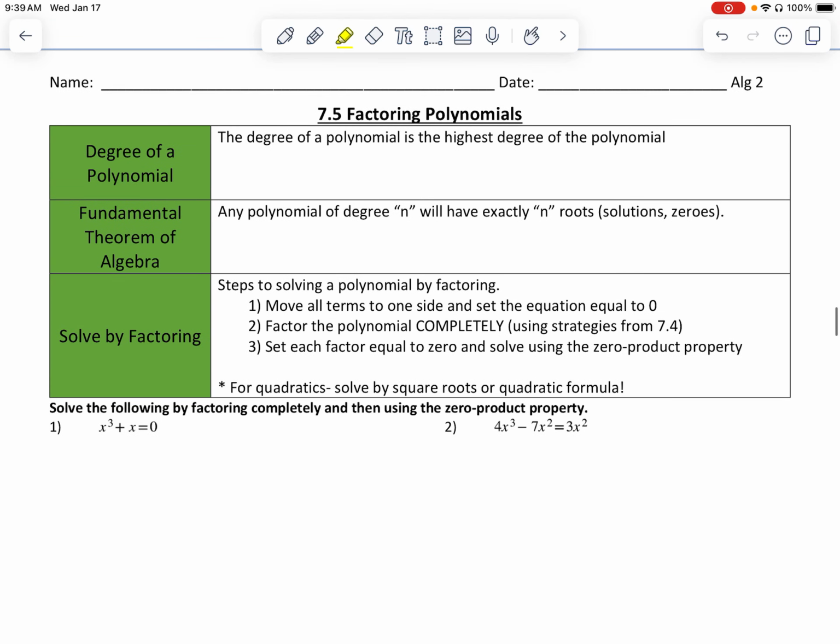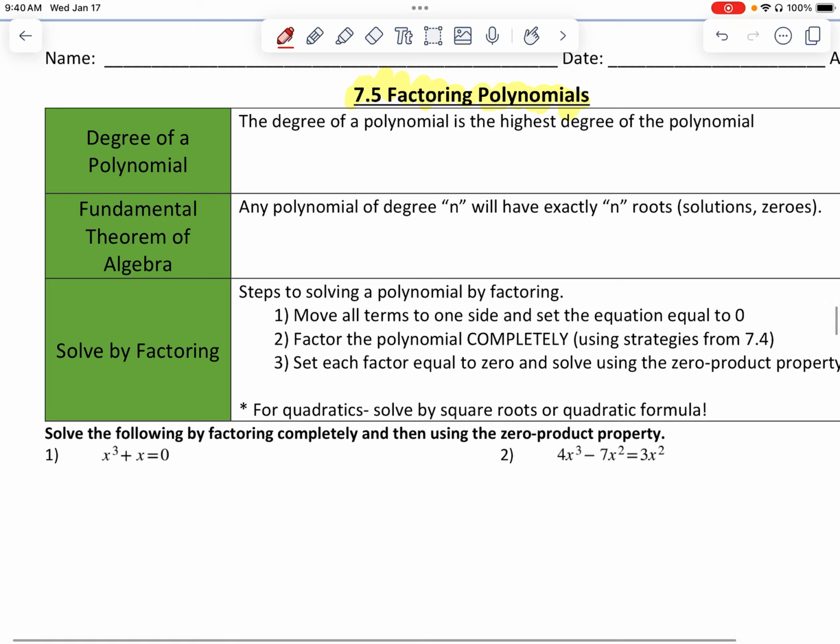All right, hello. Today we're going to be talking about 7.5, which is going back to factoring polynomials and solving polynomials using some of our factoring strategies. A couple of quick definitions. The degree of a polynomial is just the highest exponent. It says the highest degree, but it's the highest exponent of a polynomial.